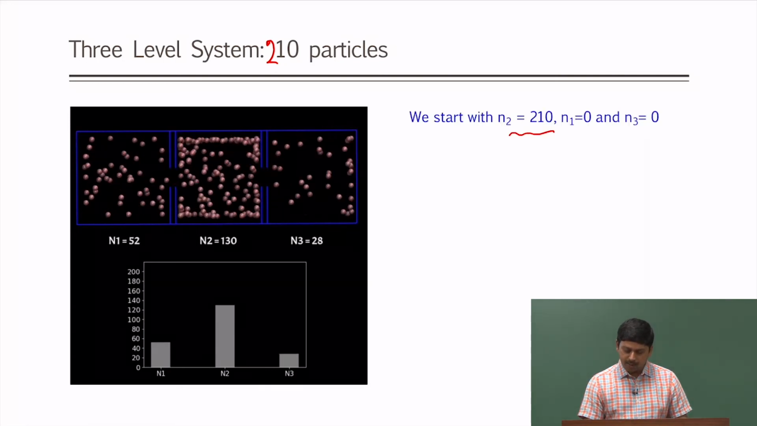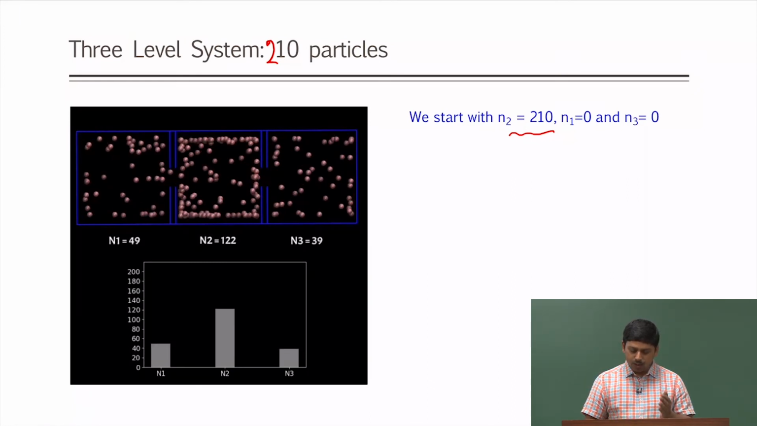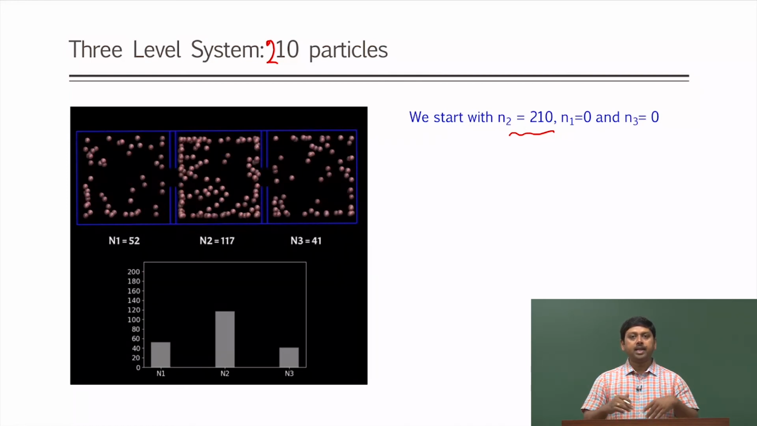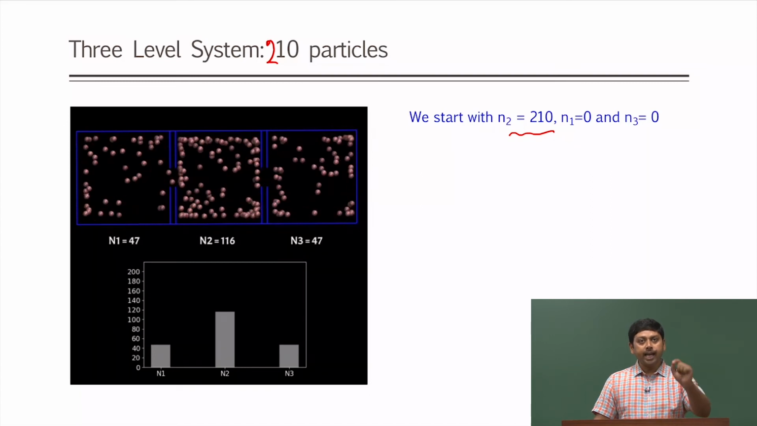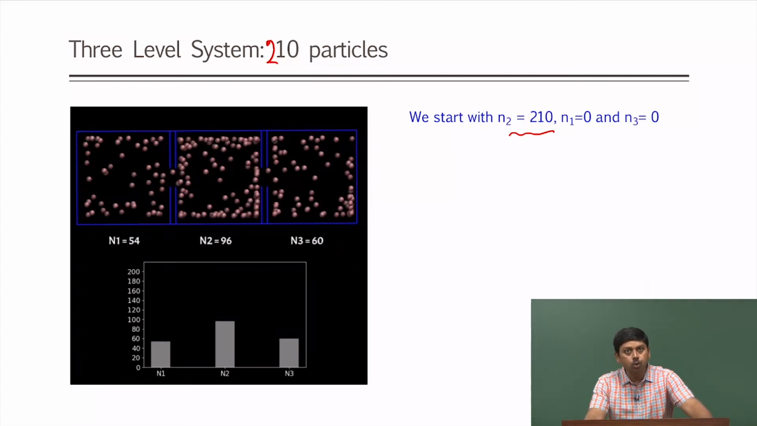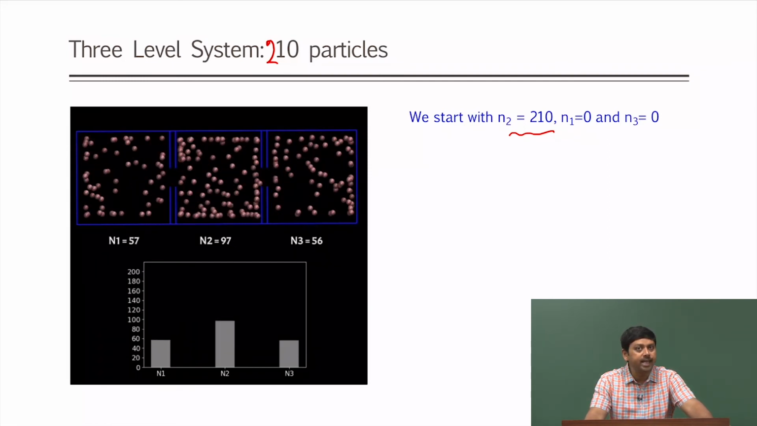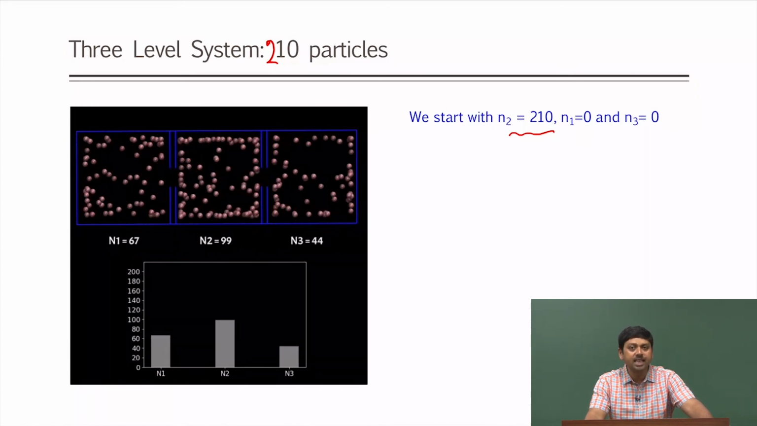Initially all 210 particles were in the middle box and the other 2 boxes were empty. Now, you see as the simulation is progressing, the particles are distributing in all the 3 boxes. Naturally, again these particles do not have any energy, so they have no preference to go to either of the boxes. There is no reason for the particles to go, because they are not gaining anything energetically by going to other boxes, but still they are going.